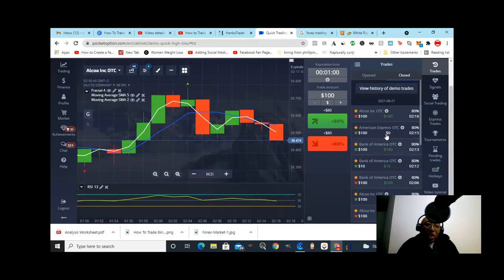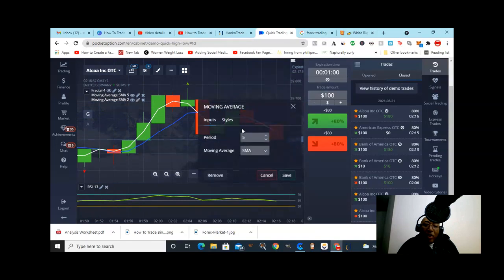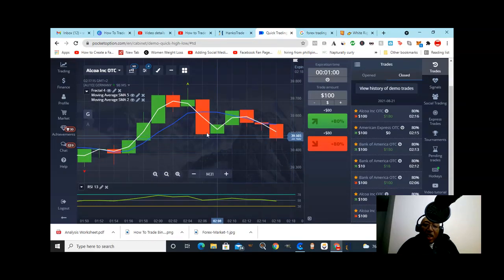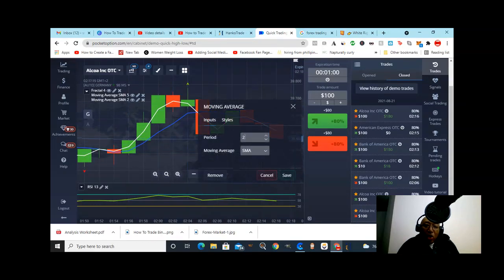This strategy involves two moving averages, and the moving averages are period 5, SMA, okay. The style, I just put it blue, and then I thicken the lines to 2 pixels, so that we can see it. And you hit save. Same thing with this other moving average. The moving average here is period 2. Again, simple moving average, SMA, not the exponential one, but the SMA. The color is white, and it's 2 pixels.